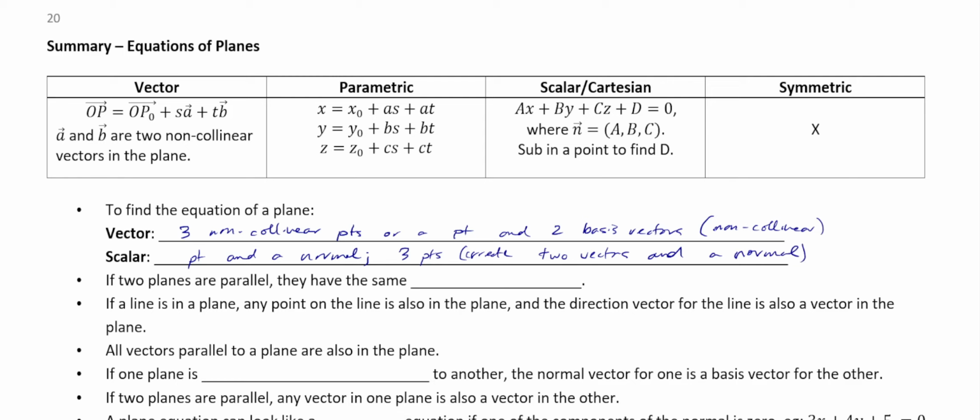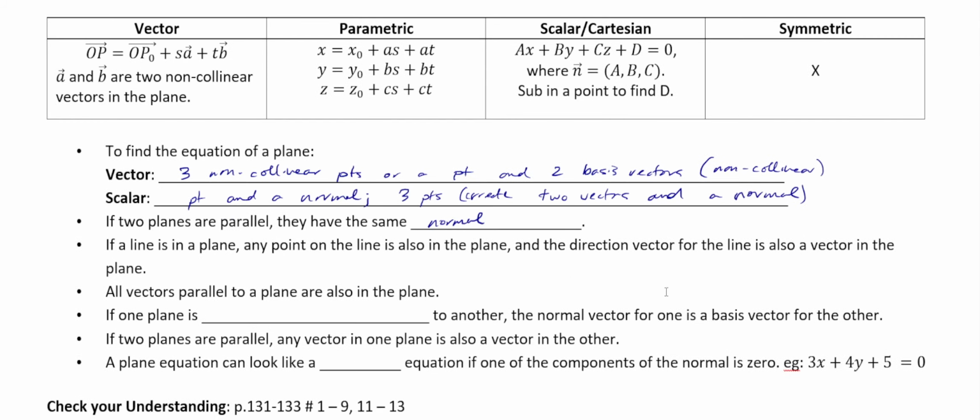If two planes are parallel, then that means that they have the same normal. If a line is in a plane, any point on the line is also in the plane, and the direction vector for a line is also a vector in the plane. All vectors parallel to a plane are also in that plane, right? So if a vector is parallel to the plane, you can just move it down and preserve its magnitude and direction, and it can still be in the plane.